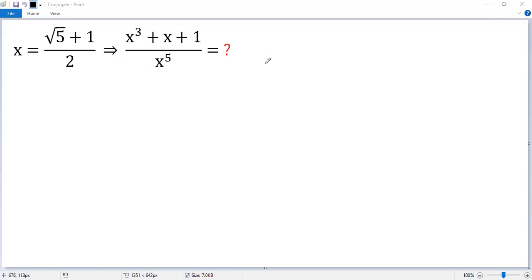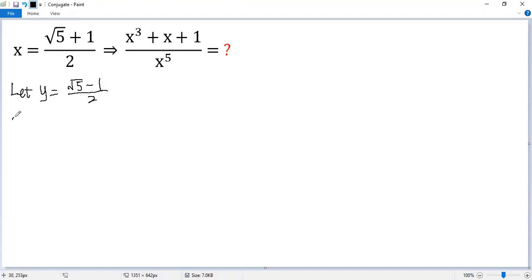How to find the value of the algebraic expression? Well, you can directly plug in the value of x, but you will see the calculation would be terrible. So let's figure out a better way. Let y be the conjugate of x. So let y equals (square root of 5 minus 1) over 2.